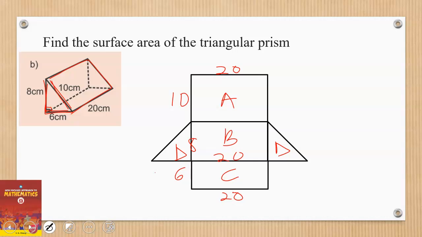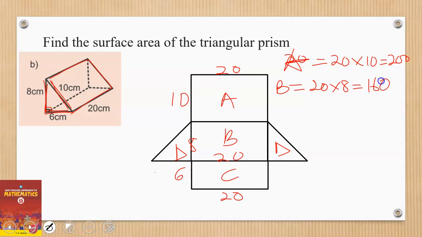Again, if I want to find area A, area A is equal to 20 times 10. That will give us 200. Then B is 20 by 8, and that's going to give us 160. And then C will give us 20 by 6, and that's going to give us 120.